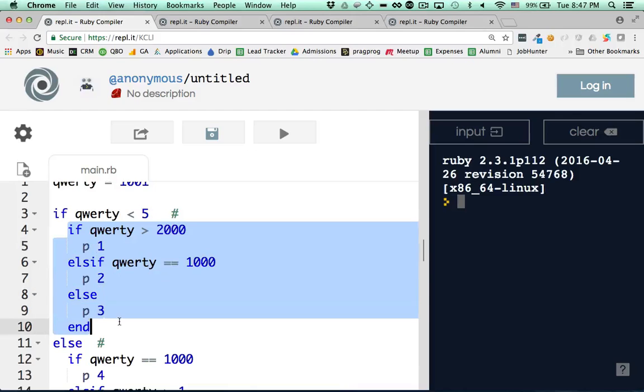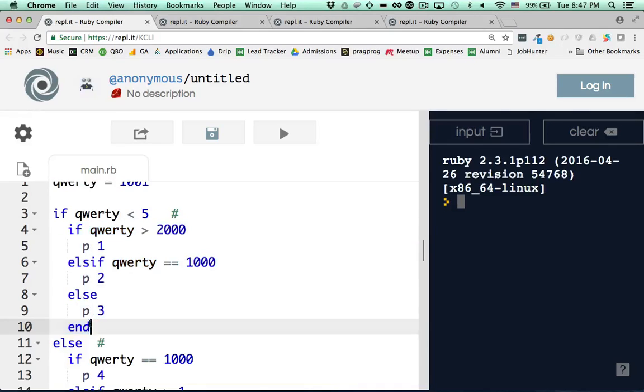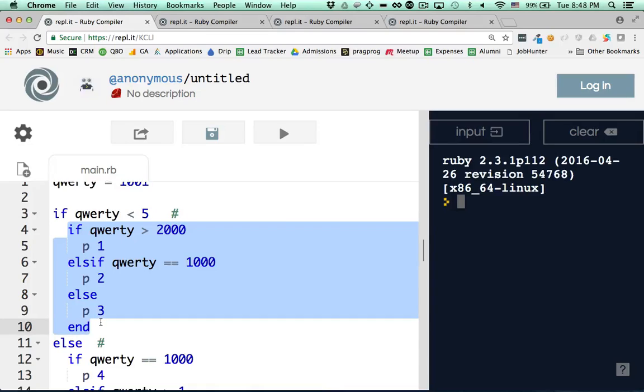Again, Ruby knows that this is one unit because there's an if and an end. Basically, let me phrase it even better. Ruby matches every end with the previous if that it finds. So when Ruby sees the end on line 10, it looks for the immediately previous if, which is on line 4. And that's how Ruby knows this is one block.